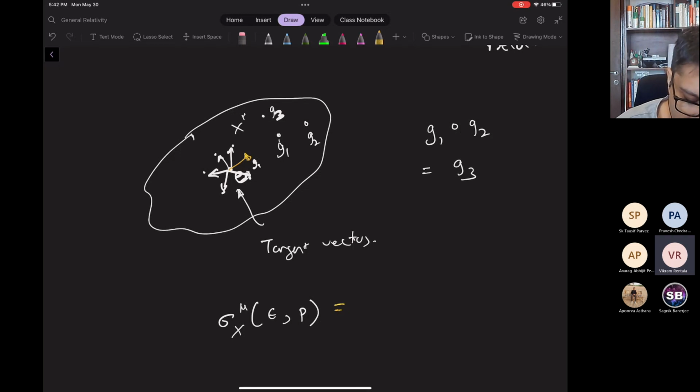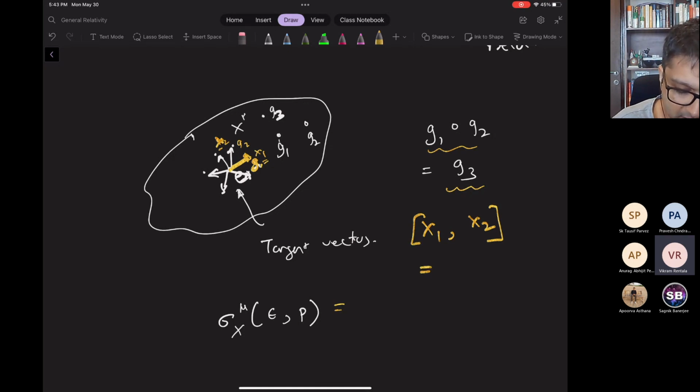It's a little more complicated, but suppose I have two such group elements. The composition law of these infinitesimal group elements translates into a relationship between these tangent vectors, the tangent vectors x1 and x2. So x1 is the tangent vector that I needed to displace by to get to G1. X2 is the tangent vector I needed to displace by to get to G2.